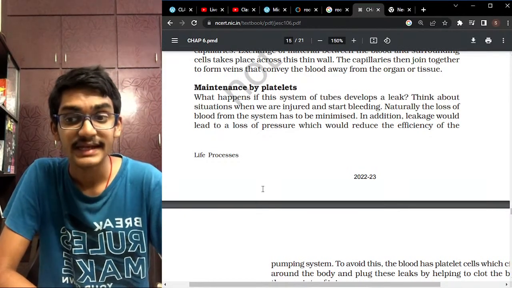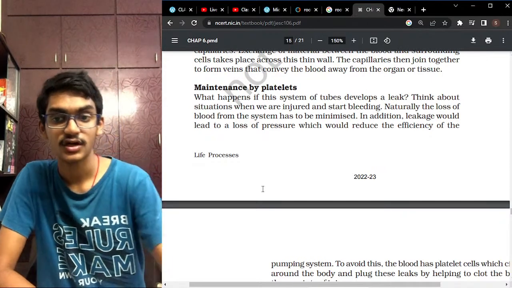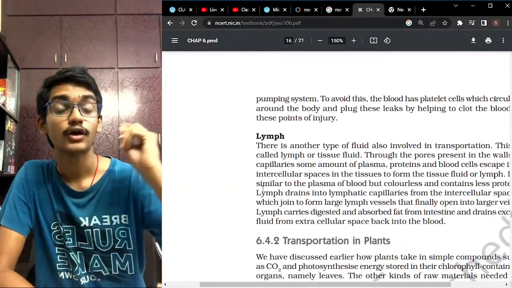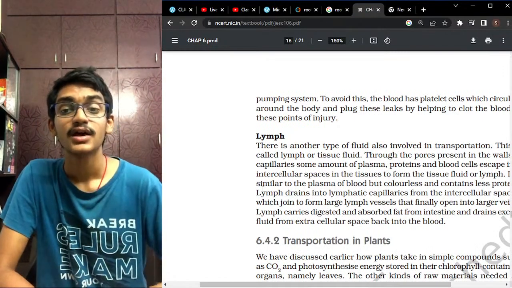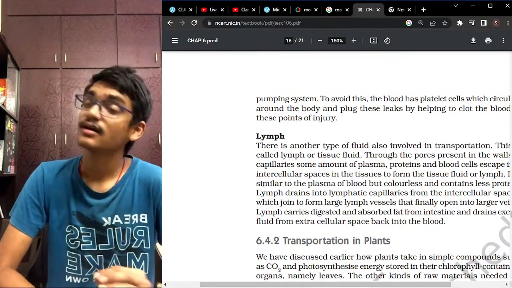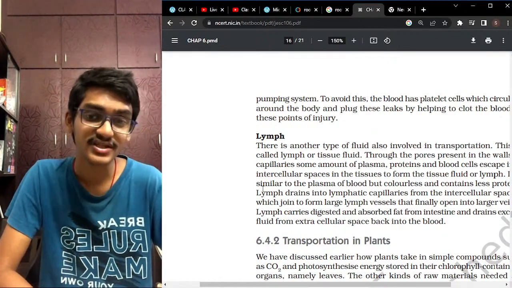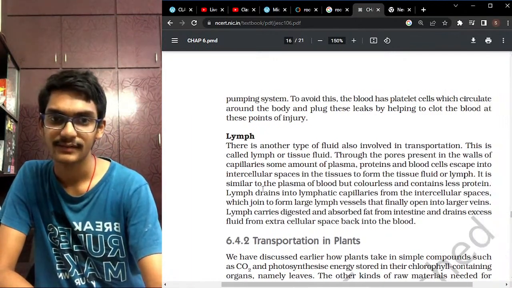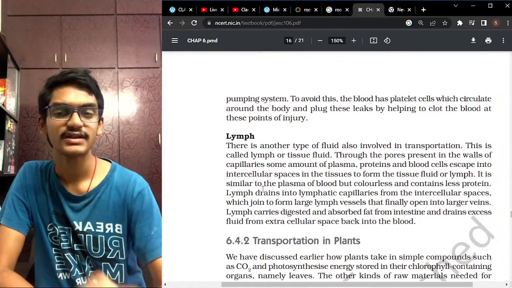In that case, the leakage would lead to a loss of pressure, because of which the efficiency of the pumping system will also reduce. So, in order to avoid a situation wherein the efficiency of the pumping system is decreasing, the platelets are used because they help in the clotting of the blood wherever there is an injury.